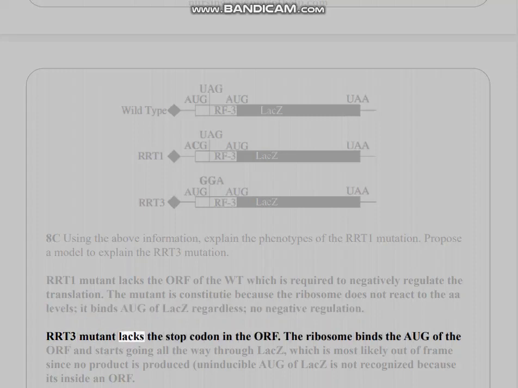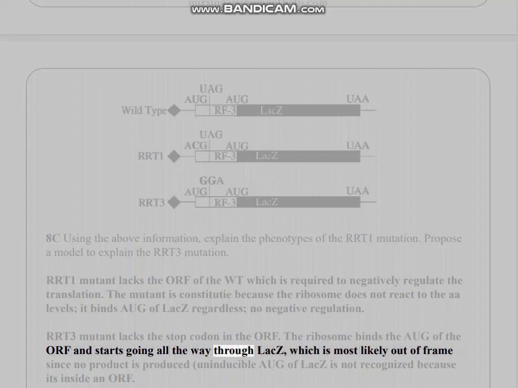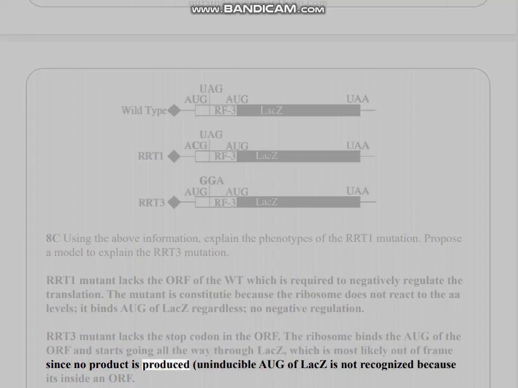RRT3 mutant lacks the stop codon in the ORF. The ribosome binds the AUG of the ORF and starts going all the way through LacZ, which is most likely out of frame since no product is produced. Uninducible: AUG of LacZ is not recognized because it's inside an ORF.